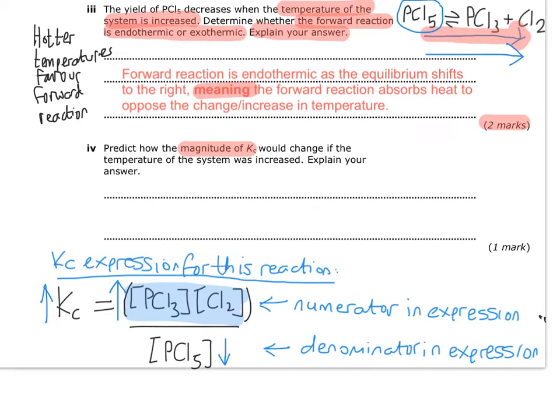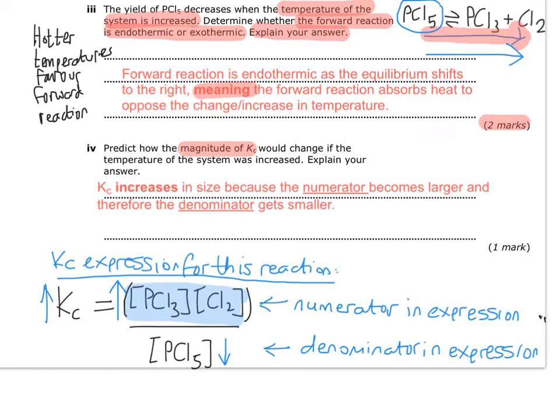So the way you'd word this is in terms of the sizes and the change in magnitude of the numerator and denominator respectively. So you'll notice I've done more than just say that Kc increases in size, which is what many people correctly said. So you're not wrong to have put that down. It's just unfortunately the wording of this question requires a little bit more. Okay? Because the numerator becomes larger and therefore the denominator gets smaller. That's the explain your answer bit.